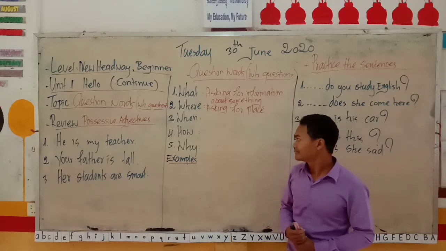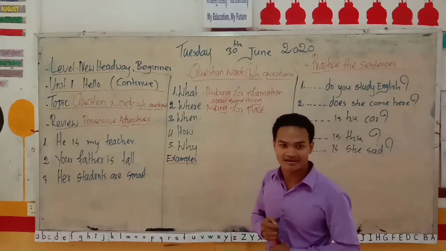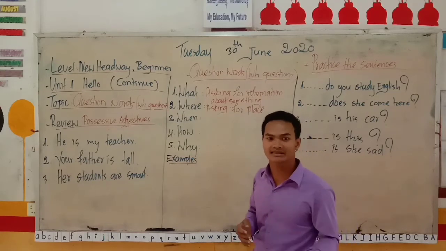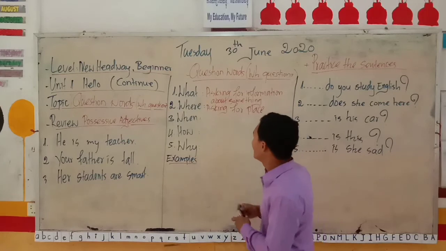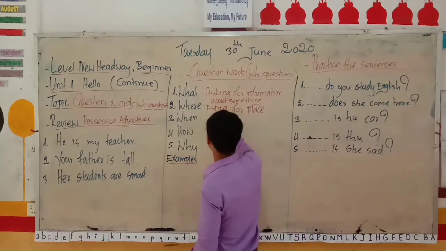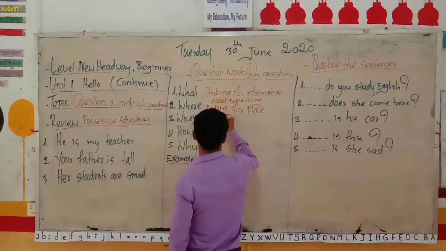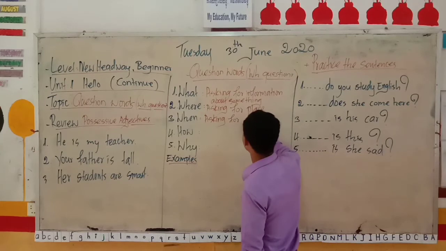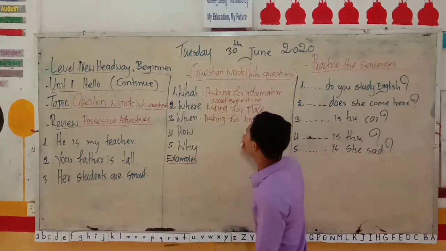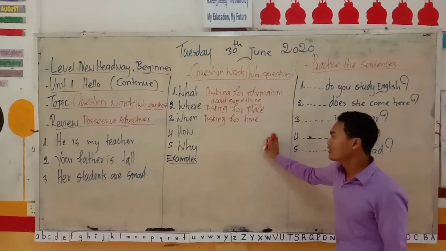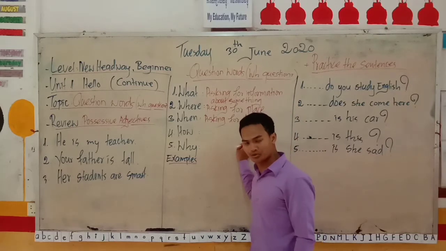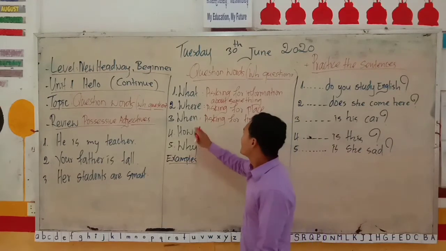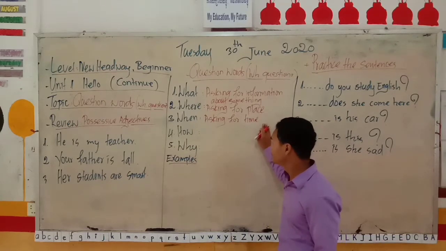Move to third: When. When did you come here? When did you arrive here? When is your birthday? Like that. When we ask, we are asking for time, right? When do you go to school? When do you have lunch? Like that. When is asking for time.